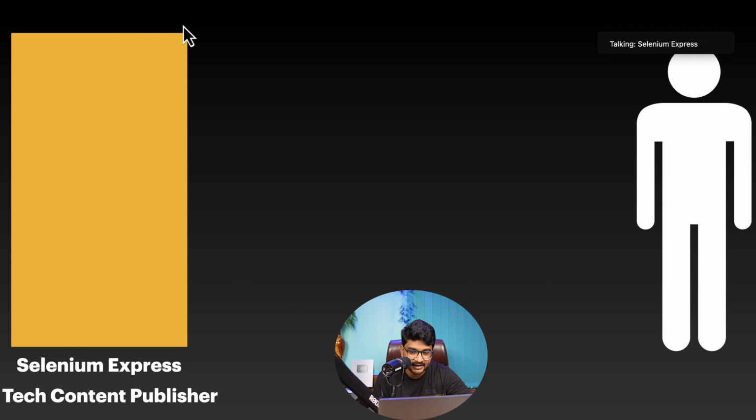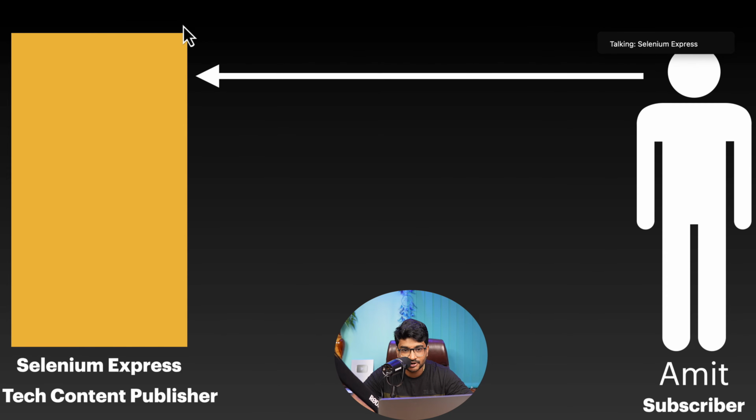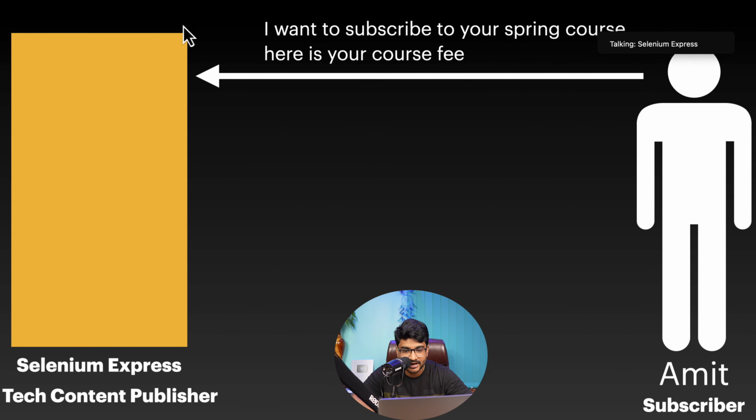And let's say there is this guy, his name is Amit, and he is my subscriber. He wants to be my subscriber, okay? He wants to consume the data that I produce, okay? So he sends a subscription request to me that I want to subscribe to your Spring course, and here is your course fee. And then I say, okay, all good, subscription successful. Then you know that the publisher or this content creator, being a producer, needs to give some way to the subscriber in order to make sure that he's a valid subscriber.